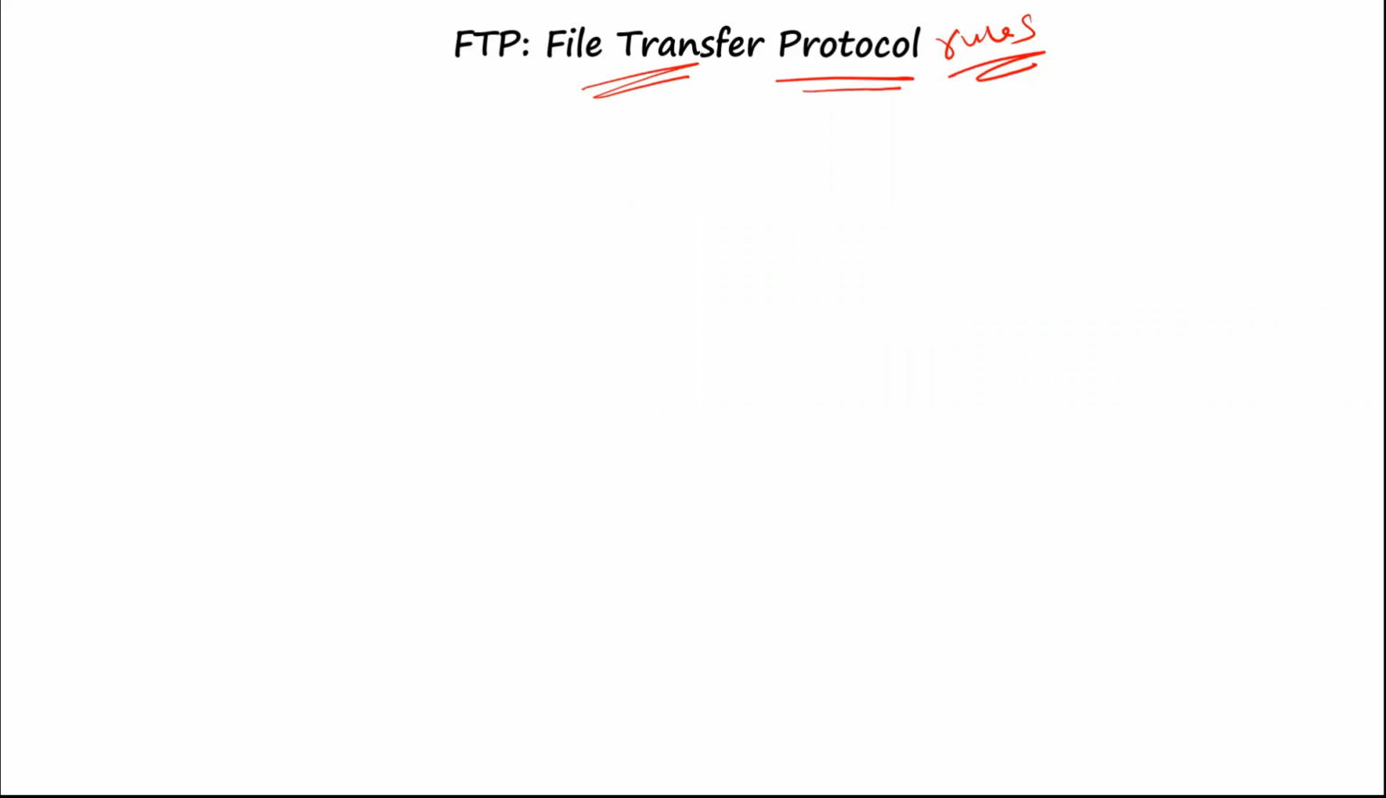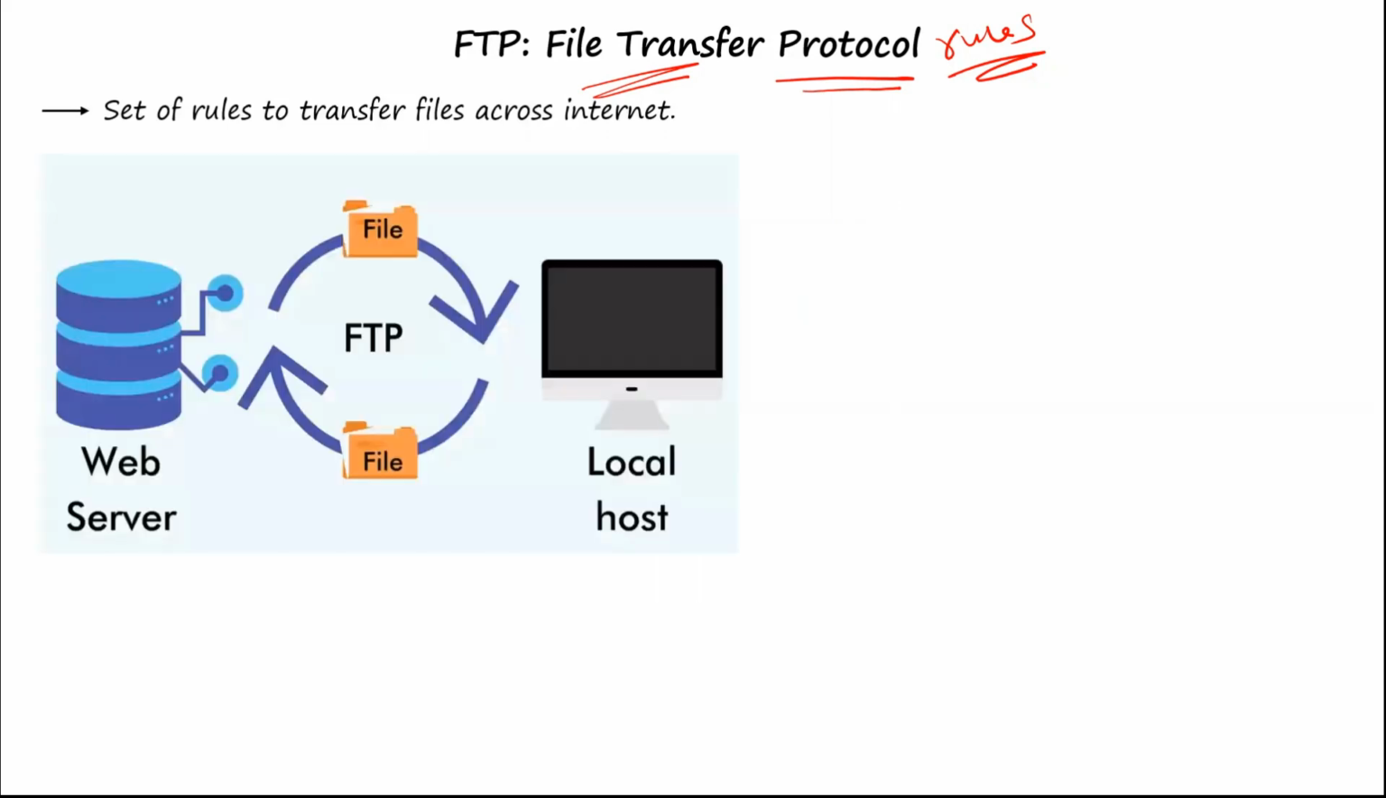So let me show you an example. A set of rules for transferring files across the internet. So this is file transfer. Local host, what is a local host? A host is a device. Local means your personal device. That is your personal computer, personal laptop, personal mobile phone. And this is the web server.